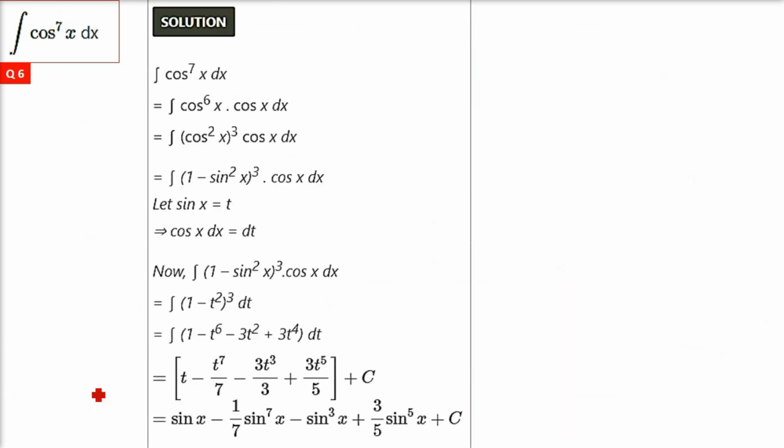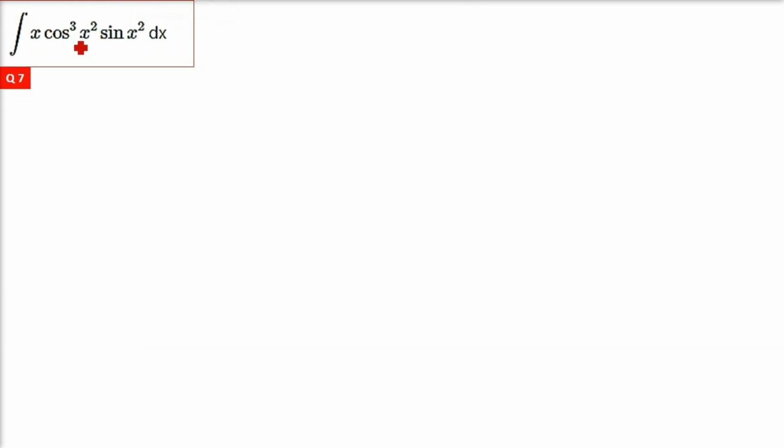So this is the way you are going to go about it. This is the solution in front of your reference. Now the next one: x into cos cube x square into sin x square. See, this x square is more important here rather than cos and sin. Because x square, if you take this as t, you will get 2x in the differential, which is already there in the question. So this x dx will be coming from x square.